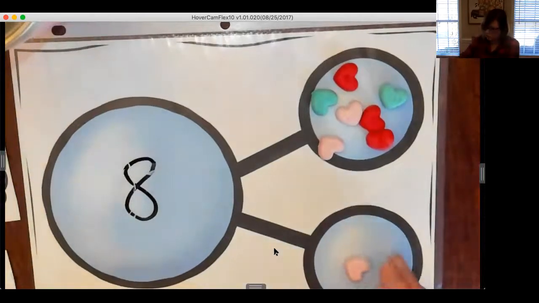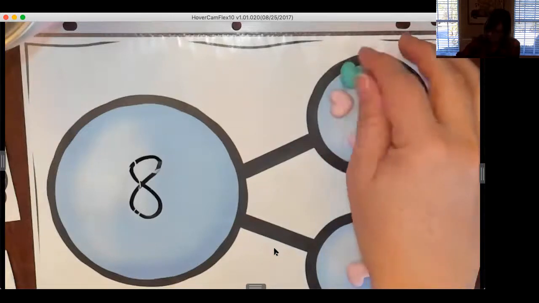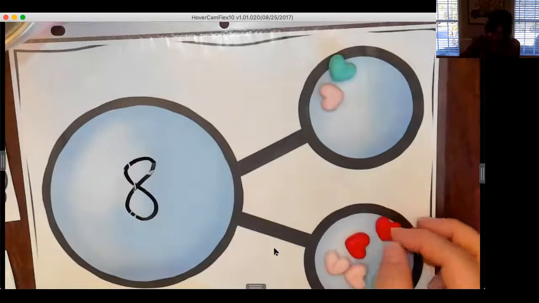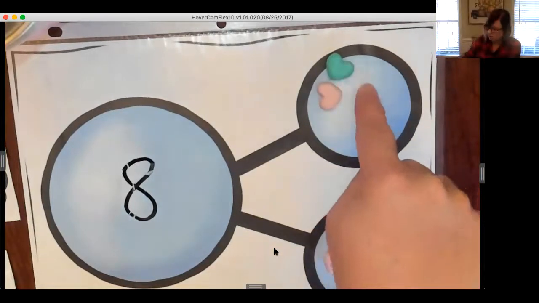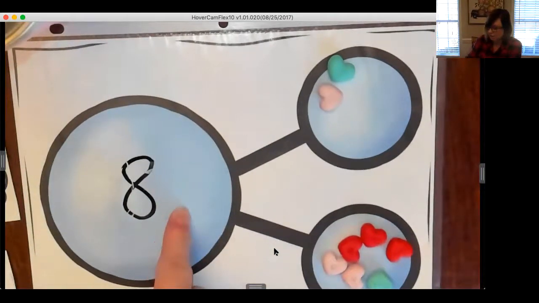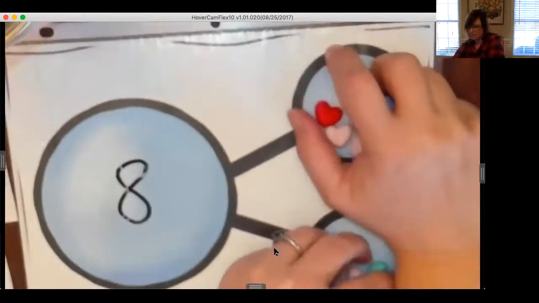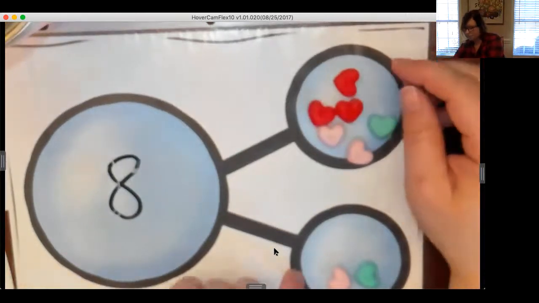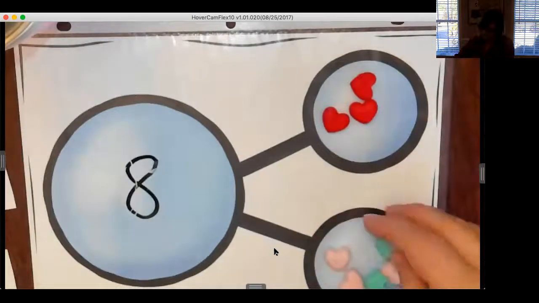Let me see if I can move this so you can see better, okay? All right, let's go to 2. Let's put 2 up here. 1, 2. And pull all the other ones down here. Let's count how many we have down here. 1, 2, 3, 4, 5, 6. So 2 plus 6 is 8. 2 plus 6 equals 8. Good. And all we have to do is flip them around and say 6 plus 2. Okay? Same thing.